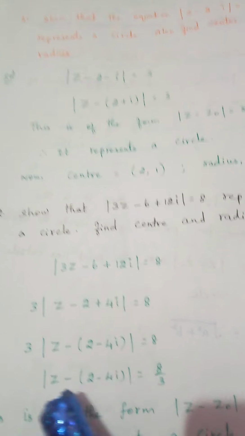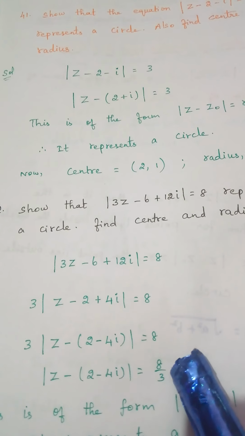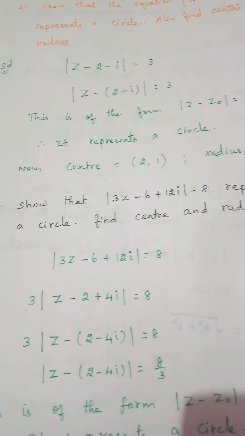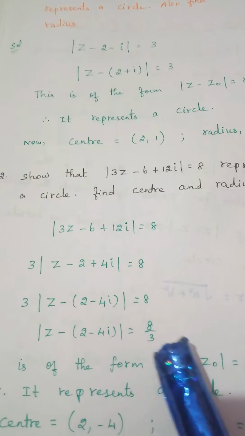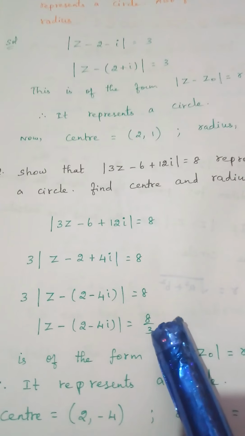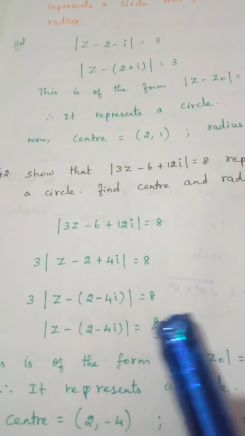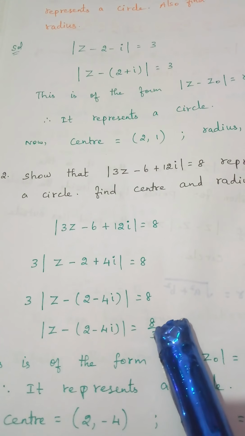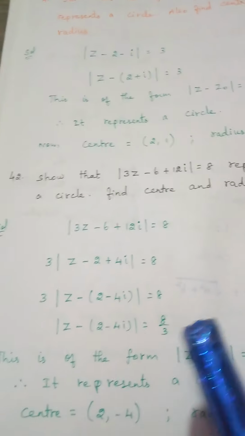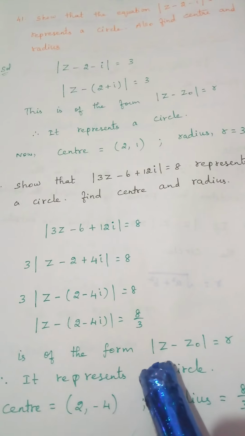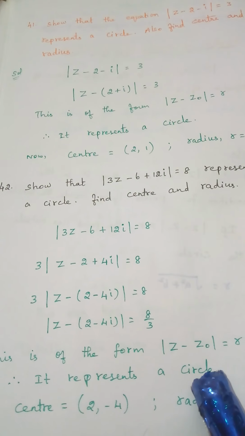Then modulus z minus, same thing. This 3 alone is taken to the other side, becomes 8 by 3. Would you be able to understand this? Z minus, this 3 is taken to the other side, becomes 8 by 3. Now if I see, this is of the form z minus z naught equal to r. Will you agree? So we write this is of the form modulus z minus z naught equal to r. Therefore it represents a circle.